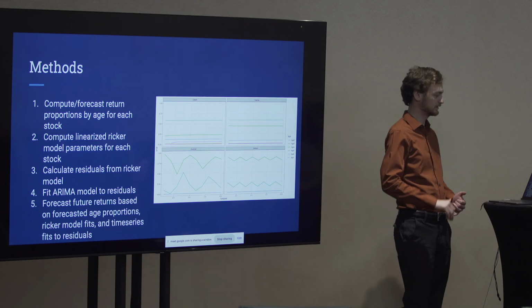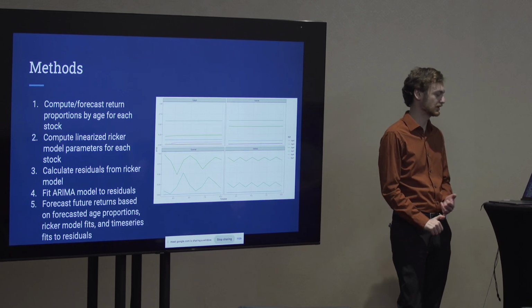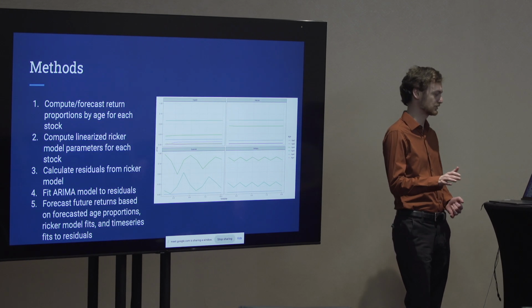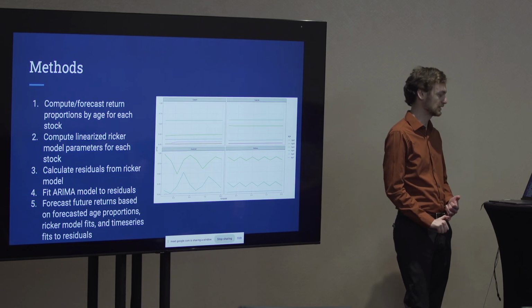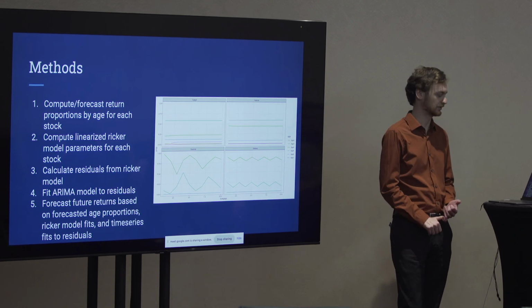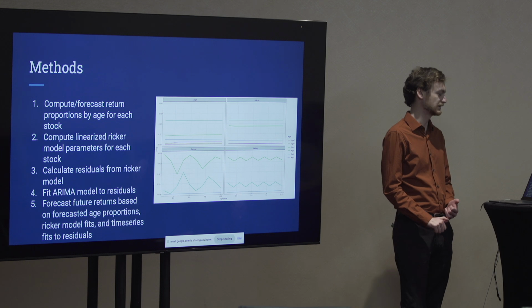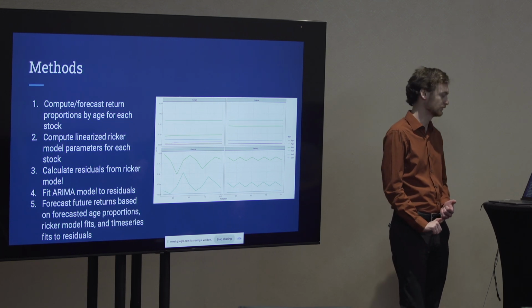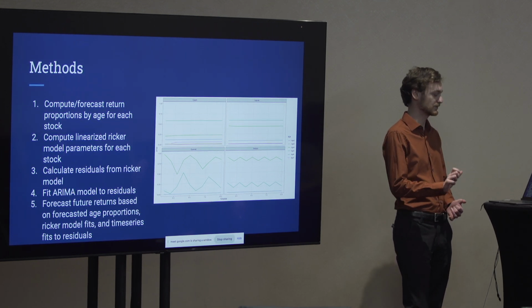After we have the forecasted return proportions by age, we go ahead and compute linearized Ricker model parameters and use them to fit a Ricker stock-recruit model. And then we calculate residuals from that Ricker model, and then we fit a time series model to those residuals.